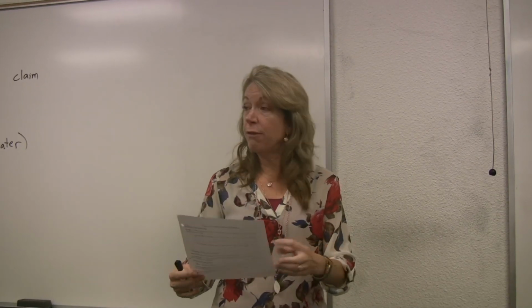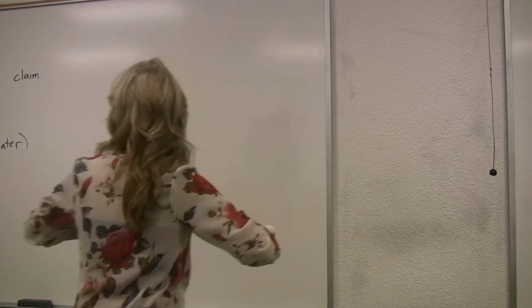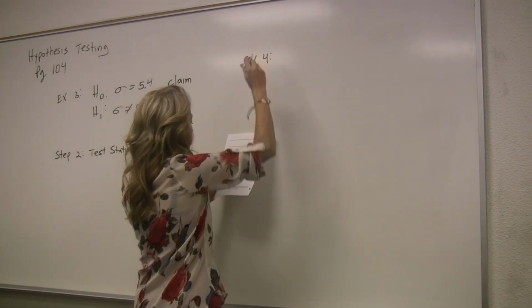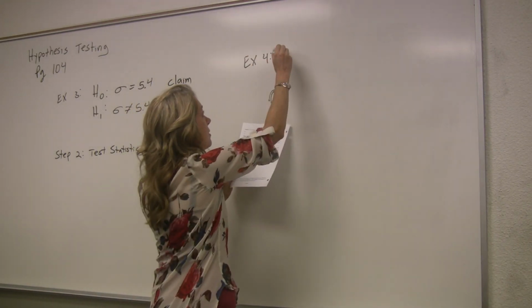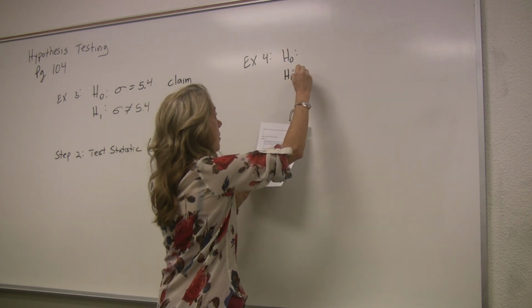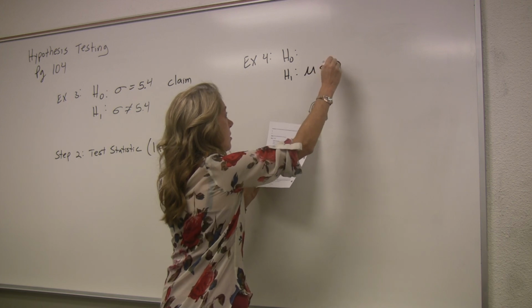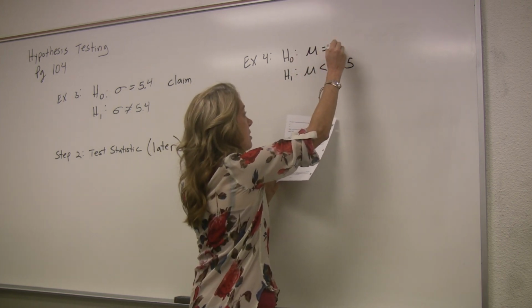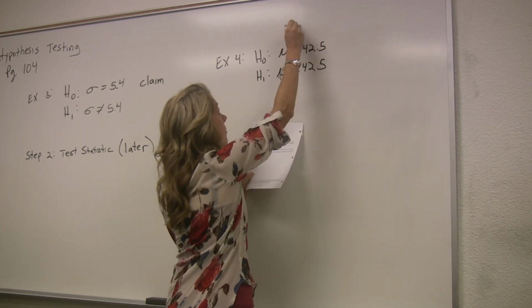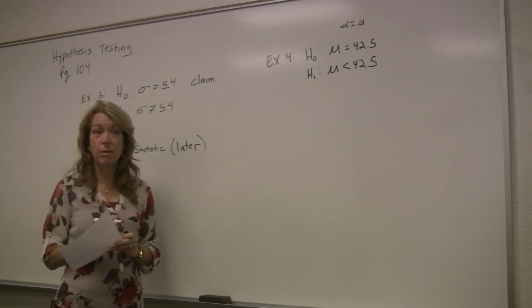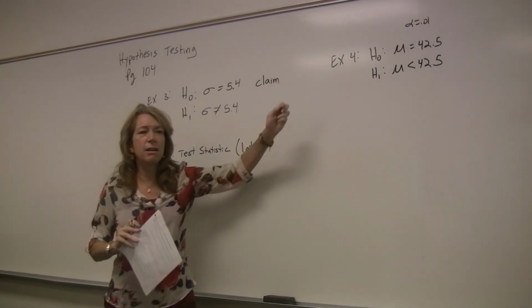So I'm on example 4, in the middle of page 105. Example 4, they gave me these two claims. I'm just going to rewrite those so I can point at them here in a minute. So we're testing some claim about a mean. Notice there's an equal sign up here. And there's a less than sign there, which makes sense based on what we were doing. And they gave us this little alpha.